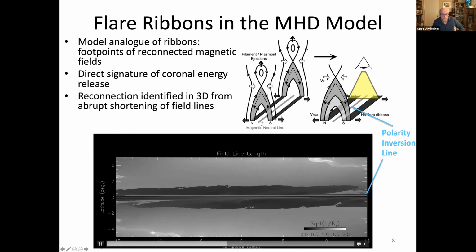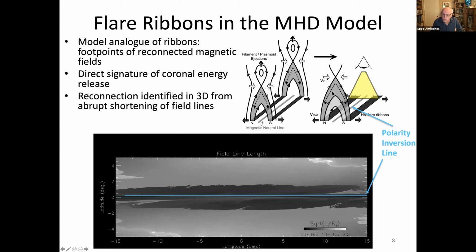So when the field line shortens, it must have done so by reconnection, because when you're imposing the shear, all you're doing is lengthening the field lines. The field lines expand outwards and get stretched out by the shear. Shortening the field lines must be due to the reconnection. So by measuring the shortening of the field lines and plotting that, you're basically getting the flare ribbons.